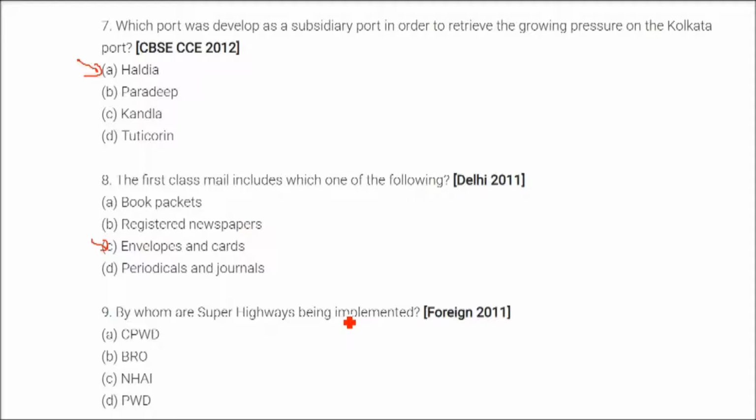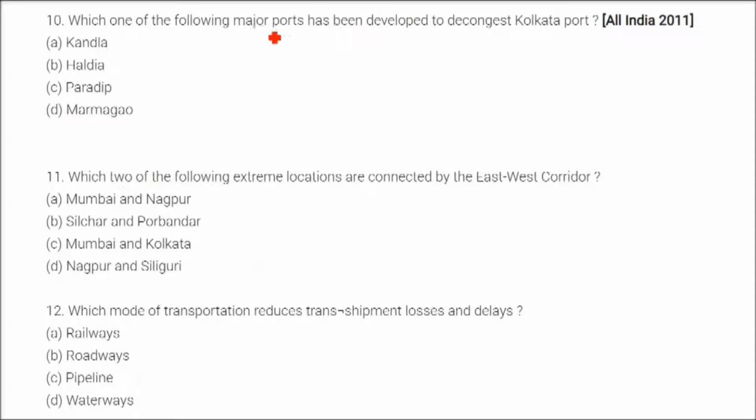By whom are the superhighways being implemented? The answer is the National Highway Authority of India, NHAI. Which one of the following major ports has been developed to decongest the Kolkata port? This we have already seen, Haldia. Which two of the following extreme locations are connected by the east-west corridor? Here we have Porbandar, here we have Silchar. The answer is B.